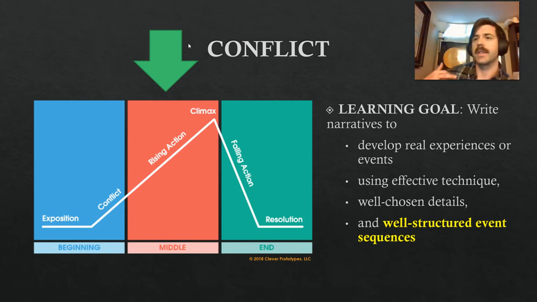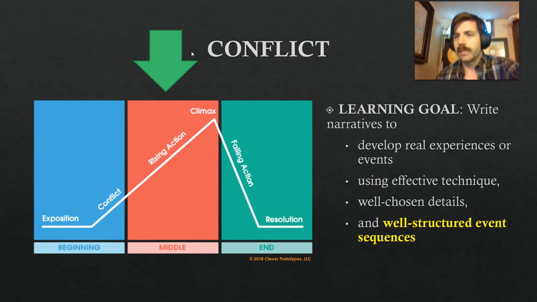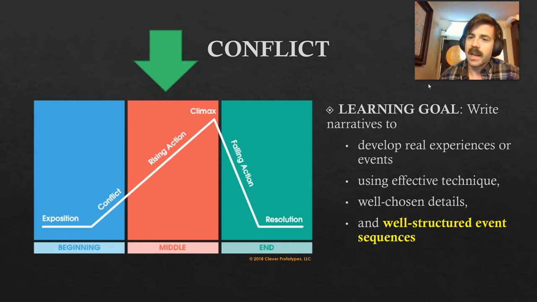And you don't have to think about this in terms of a blockbuster movie. There's a supervillain invading Billings or wherever. It's a lot more subtle than that potentially. So again, our learning goal here is writing narratives. Specifically, we're thinking about developing real experiences and events, talking about our conflicts, and trying to structure those event sequences in a way that makes sense.